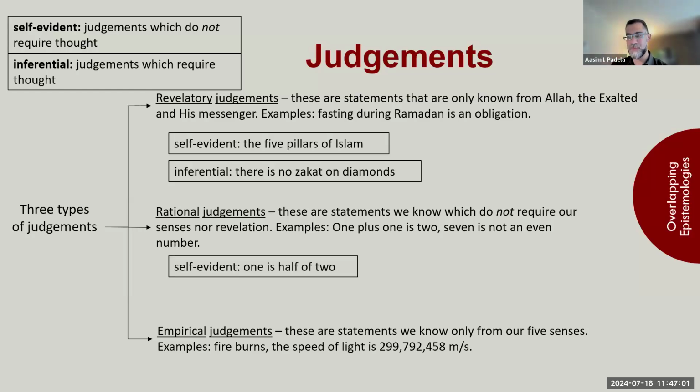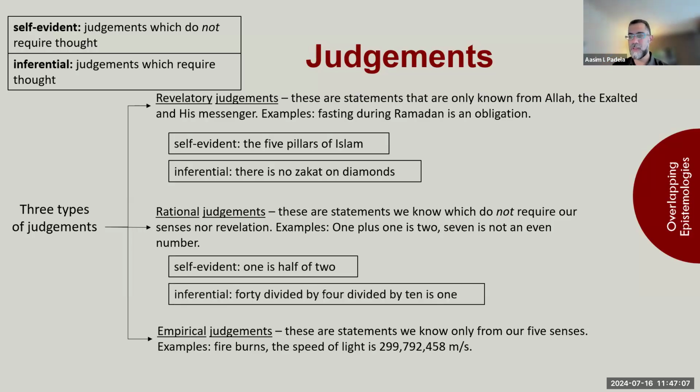Similarly, in rational judgments, self-evident, one is half of two. But then if you say, no, I have to do something more, say 40, I have to do another step of calculation, and that becomes inferential, based on a premise. That division involves this. So now 40 divided by 4 divided by 10 is 1. I have to do multiple steps, but also each is based on this idea that division works in this sort of way. And empirical judgments, similarly, right?